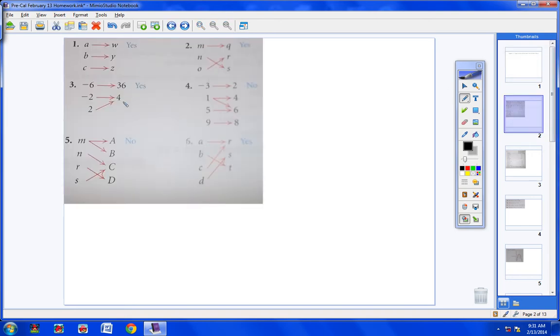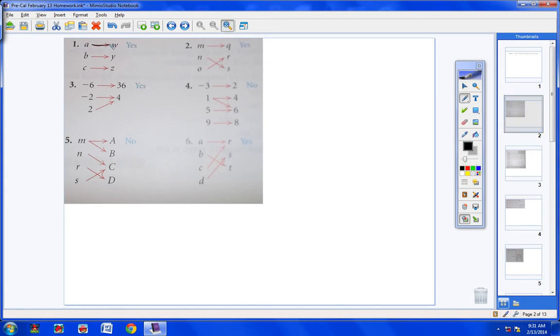I went ahead and grouped numbers 1 through 6 together. They're pretty quick. And numbers 1 through 7, the directions say determine whether the relationship or correspondence is a function. So with that in mind, let's go ahead and get started.